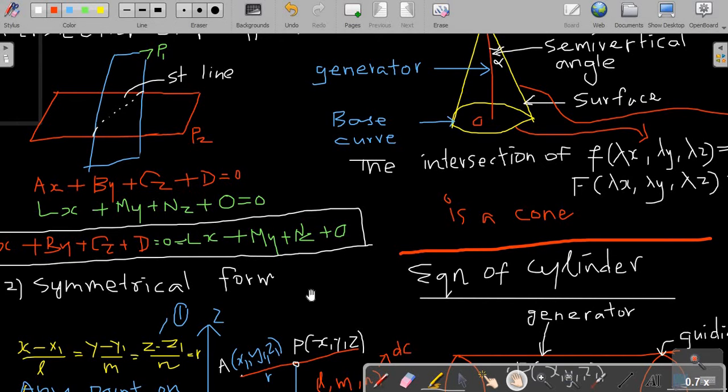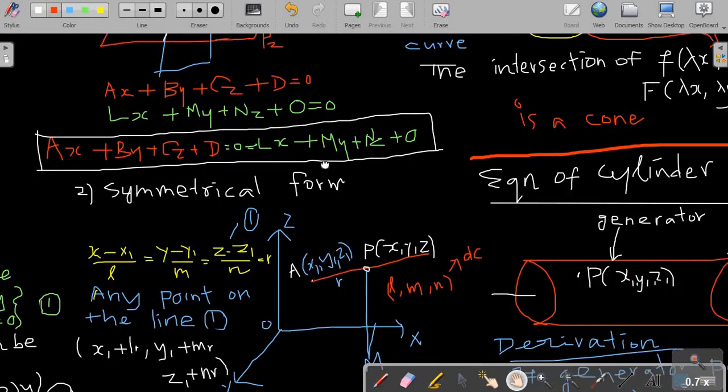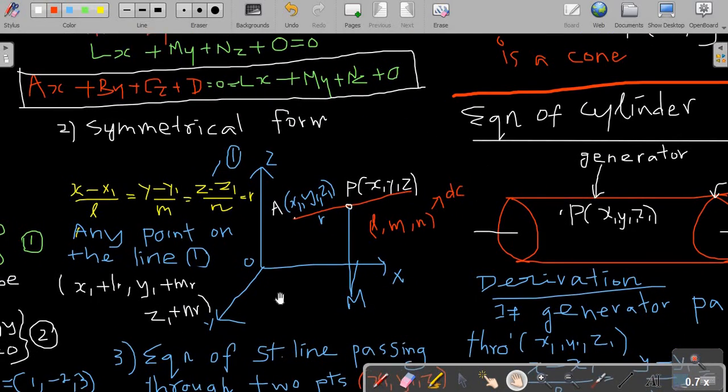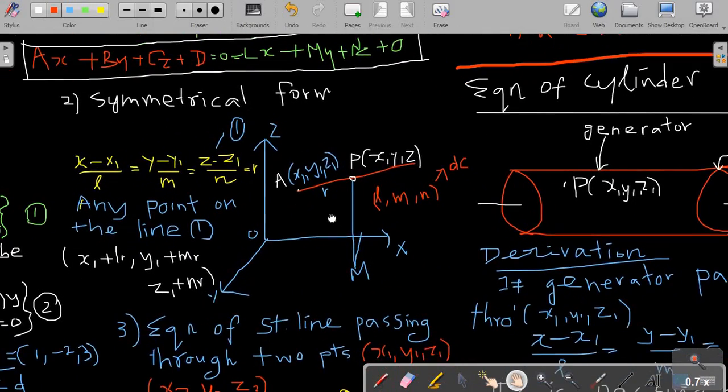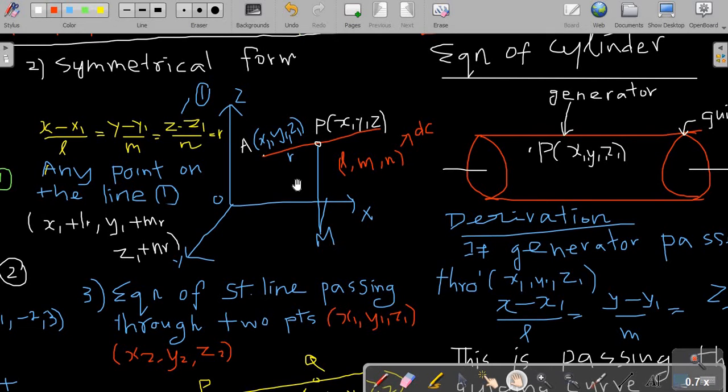Another form is the symmetrical form. So how do we get this symmetrical form? The first equation was one form of the straight line equation, and now we are seeing the second form of the straight line equation. That's called the symmetrical form of the straight line, which is very important for you to understand.